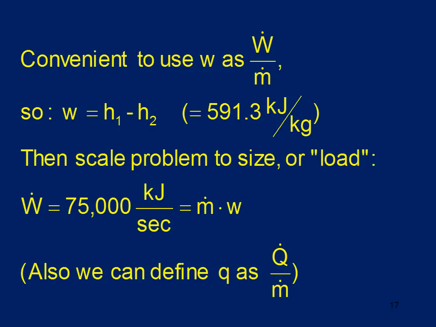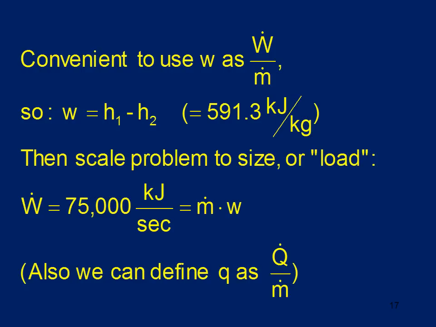Now it's convenient to look at work per mass, because often we'll get into problems where we're going through several steps. We'll have processes with several states, and we want to analyze those processes without the mass, and you'll see later that's a convenient thing to do. So I'm going to define work per time divided by mass per time as the work per mass, and I'll give that a small w, the way I did a small q earlier. H1 minus H2 in this case is 591.3 kilojoules per kilogram.